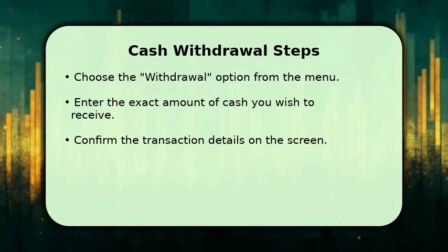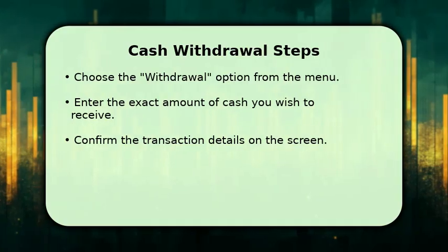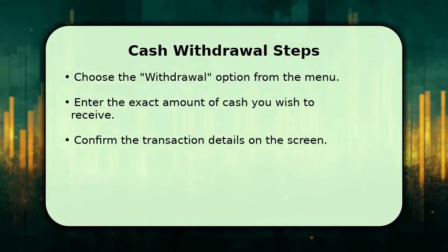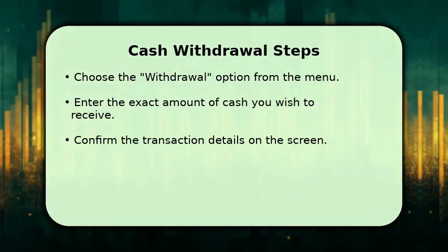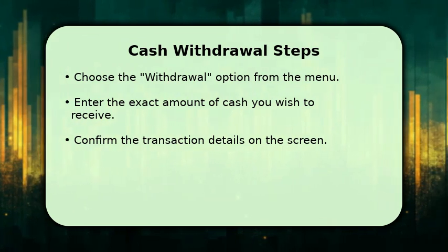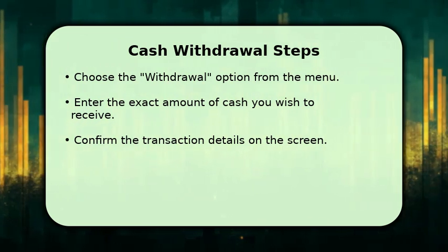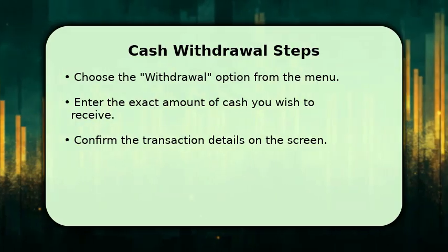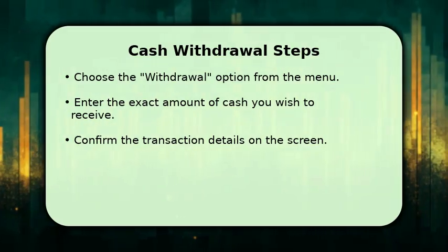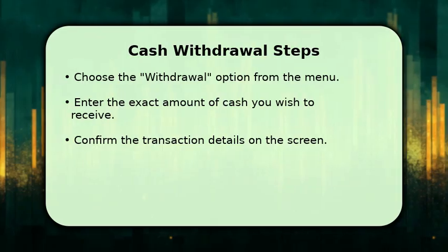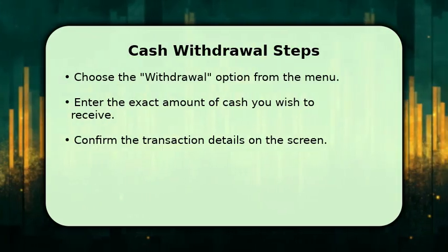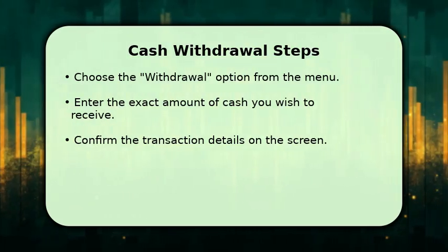If you're withdrawing cash, select the withdrawal option. The machine will then ask you to input the specific amount you need. You can often choose from preset amounts or enter a custom figure. Double-check the amount on the screen before confirming. Once confirmed, the ATM will dispense your cash, usually in $20 bills, along with a printed receipt for your records.